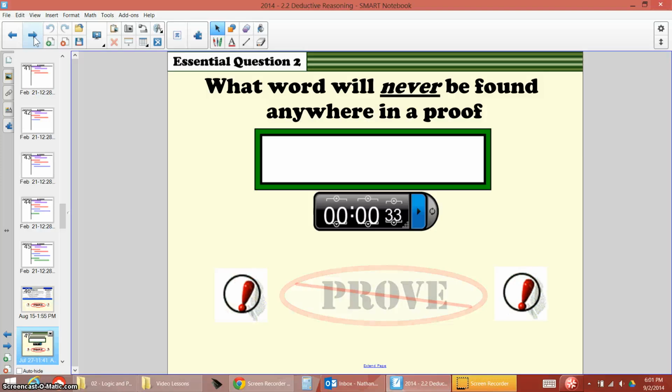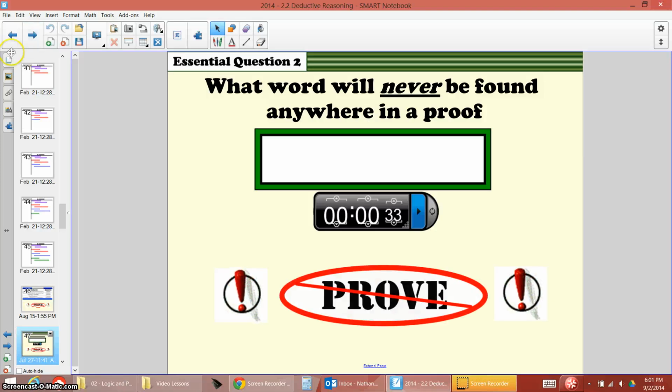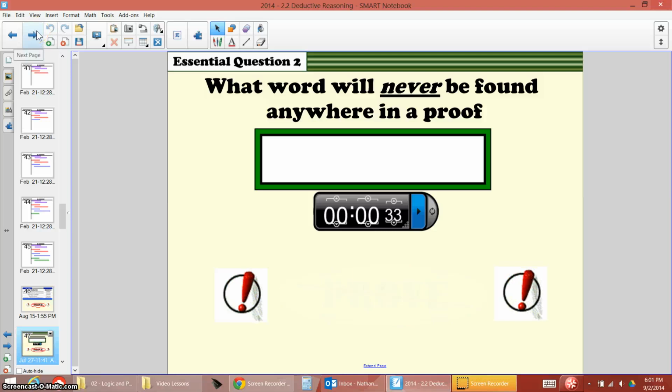What word will you never be found anywhere in a proof? Think about different thoughts you have or different ideas of words that you'll never find in a proof.